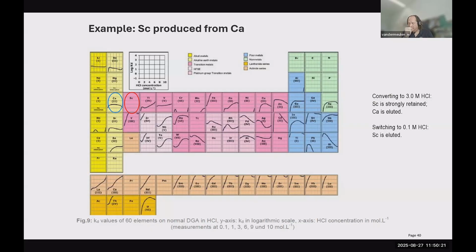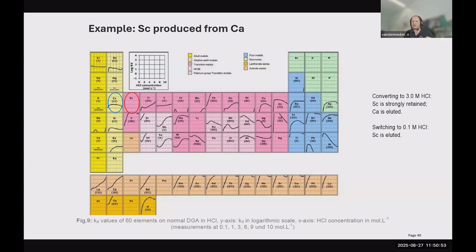Your scandium has stayed on the resin, your calcium is off, and of course, your iron and your zinc have already been shifted and taken off. Then you can finally switch to 0.1 molar or 0.05 molar HCl, which is what is desired for preclinical or clinical application, to take your scandium off into what you want. So there you go. You've now created your own chemical separation with scandium and calcium.